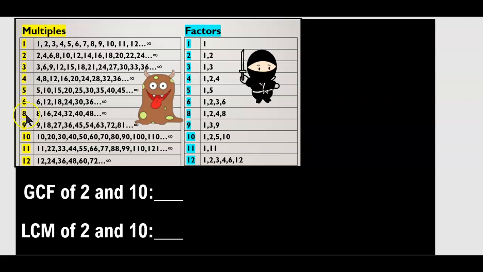Let's start with what is the greatest common factor of 2 and 10, and then we'll do the same thing but least common multiple of 2 and 10. Let's start. Greatest common factor of 2 and 10.